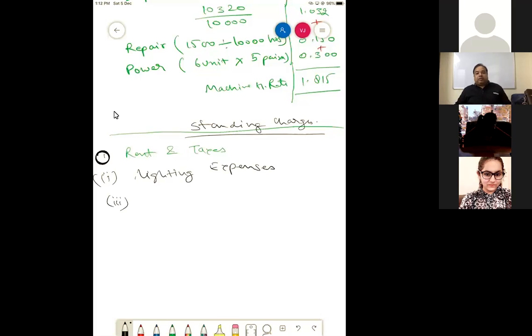Similarly, there are consumable stores, hire purchase interest, supervisor's salary, attendance. So these are some of the items that come under standing charges. Tomorrow, or day after tomorrow, we will see a question on various items that are included under standing charges and compute machine hour rate. So for today, since our time is also getting over, that's all for today.